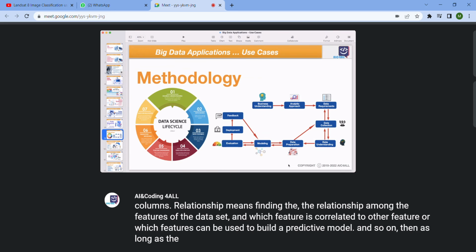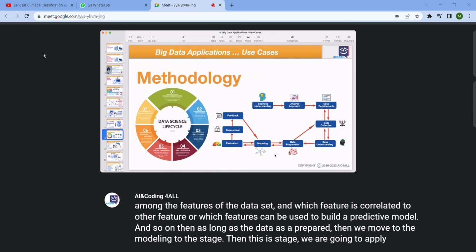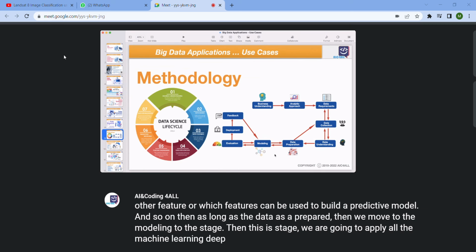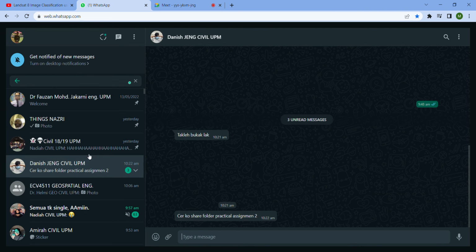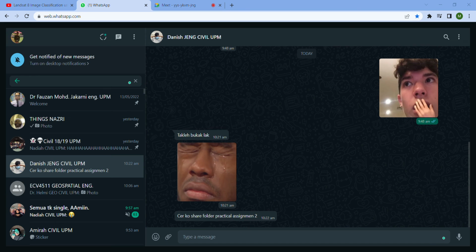Then, as long as the data is prepared, we move to the modeling stage. At this stage, we are going to apply all the machine learning and deep learning algorithms on the data, and start to build those models that we mentioned just now. As long as we get results, we need to evaluate them, and we have methods to evaluate those results. If the results are accepted, then we can move to deployment, where we deploy the model to be used for the new incoming data. And as long as the model is working on the new incoming data, we are going to get feedback, and based on the feedback, we can improve those steps.